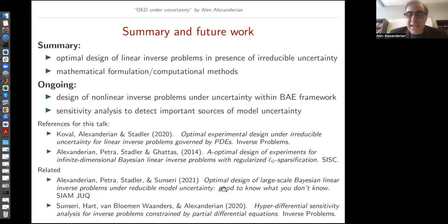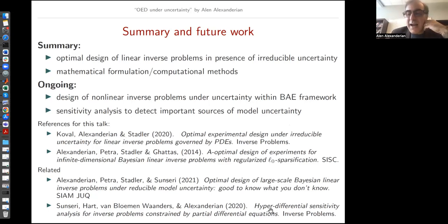And that's somehow related to what is done in this BAE framework, where we still want to pre-marginalize, except things are nonlinear, so we have to do a lot of approximations. And the sensitivity analysis, yes, I'll get back to it.